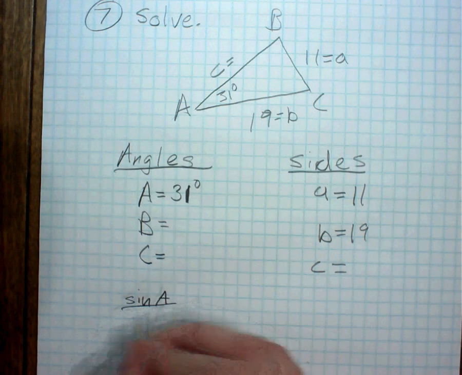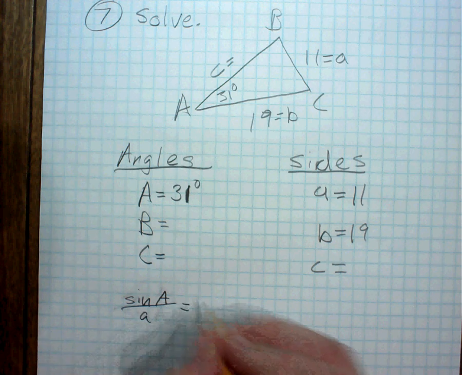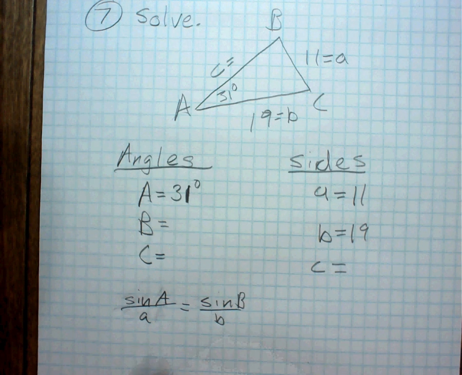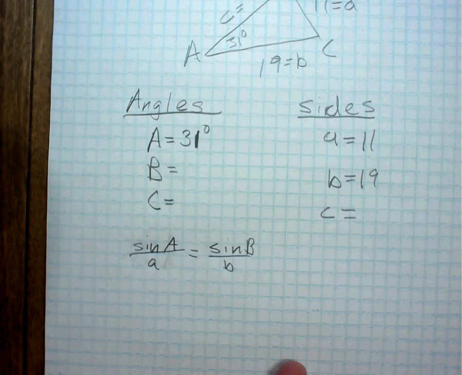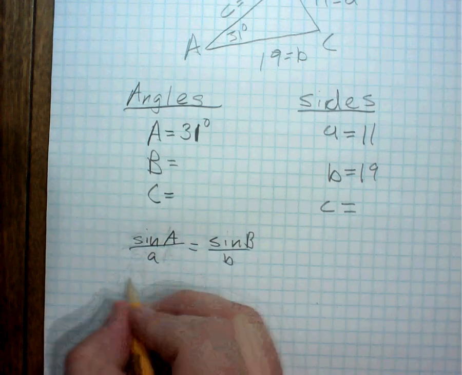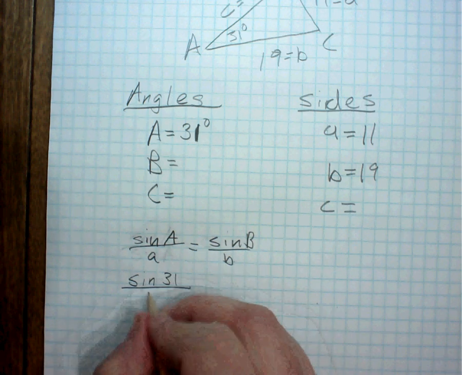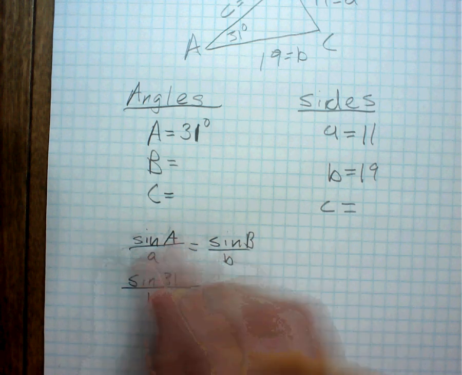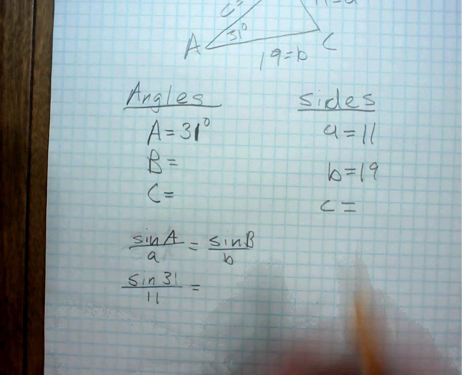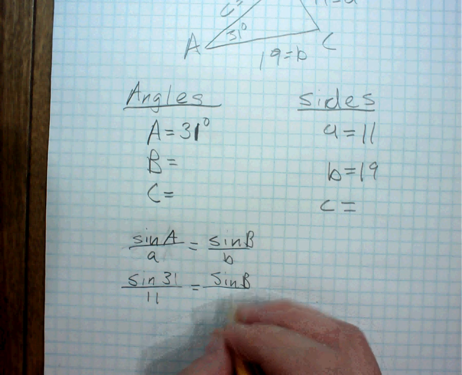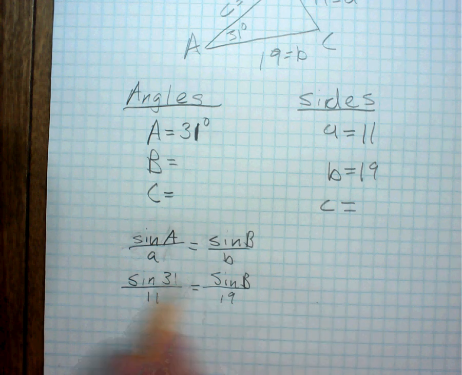So if I say sine of A over lowercase a is equal to sine of capital B over lowercase b, I know this, and I know this. So you got to make sure that you know 3 out of the 4, and then you solve for the 4th item. In other words, I could say sine of 31 degrees all over 11 is equal to sine of b all over 19. So I have 3 of the 4.